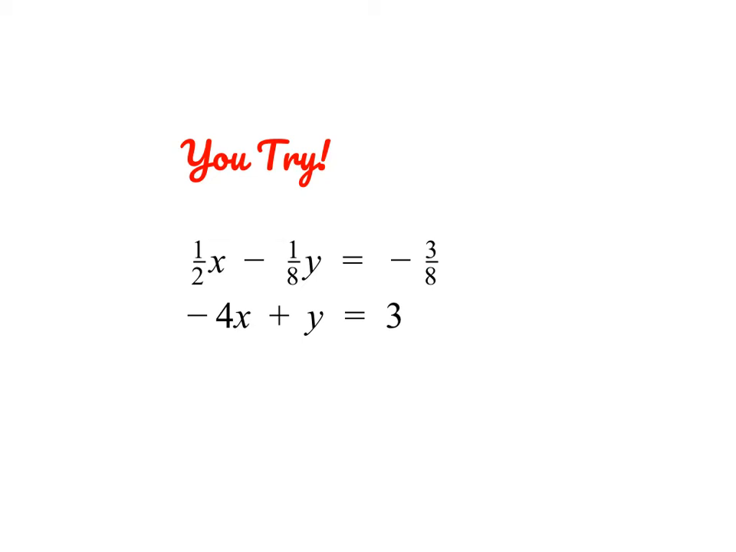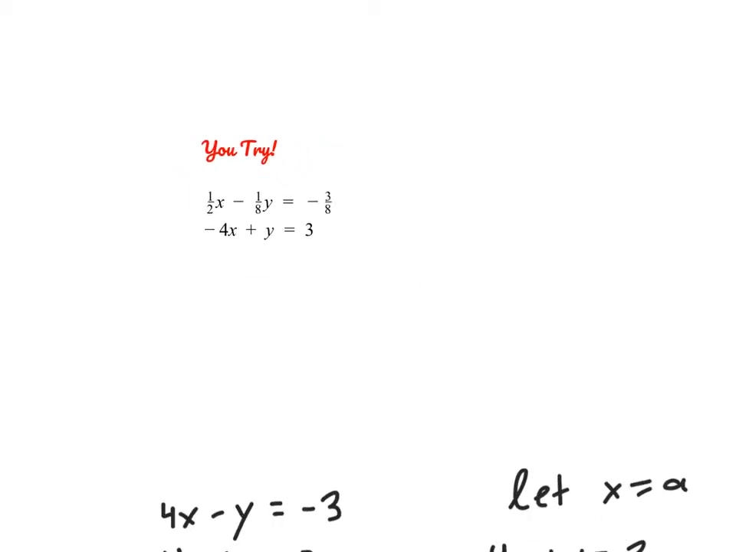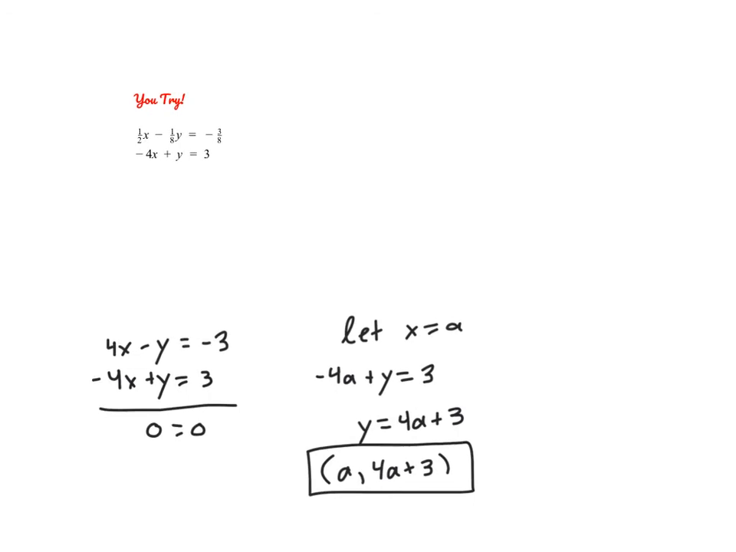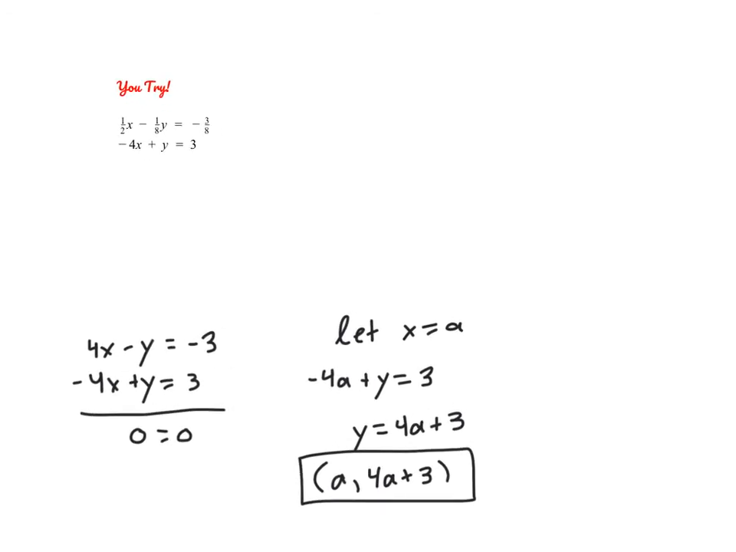All right, so go ahead and pause the video and see if you can give this problem a try. All right, so here, once again, your variables cancel out, but you get a true statement, 0 equals 0. So now we have to find a way to relate x and y. So here I'm going to let x equal a, and then I substitute it and I solve for y, putting it also in terms of a. So this should be your final answer.